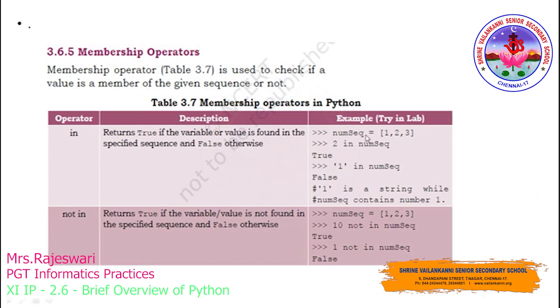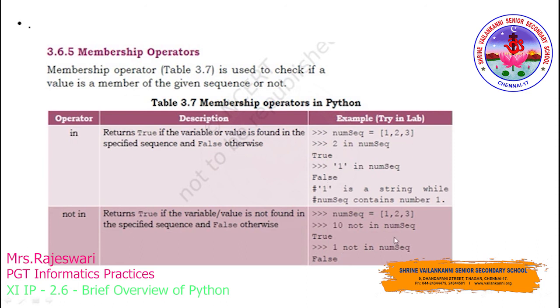See this example, num sequence equal to 1, 2 and 3. So this is a list they have provided, and they are checking 2 in num sequence, which is the variable. They are checking whether value 2 is present in the sequence or not. Yes, it is present, so the result will be written as true. And here they are checking 1 as the string. It is present in the sequence or not. It is not there, so the value will be written as false.